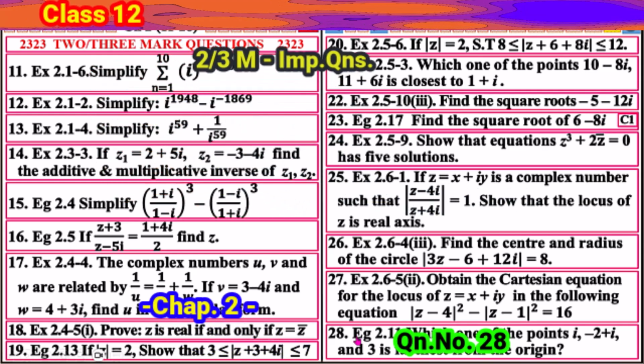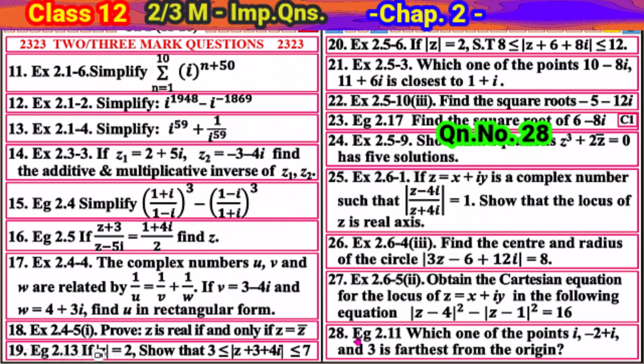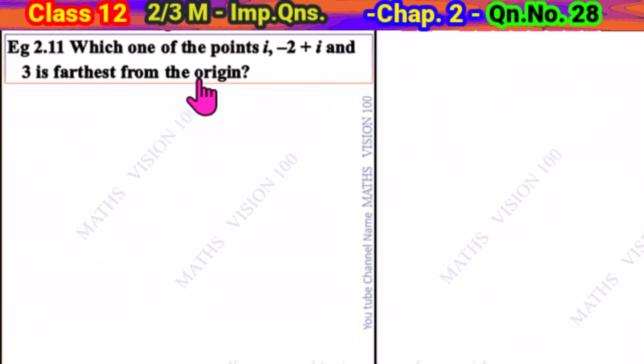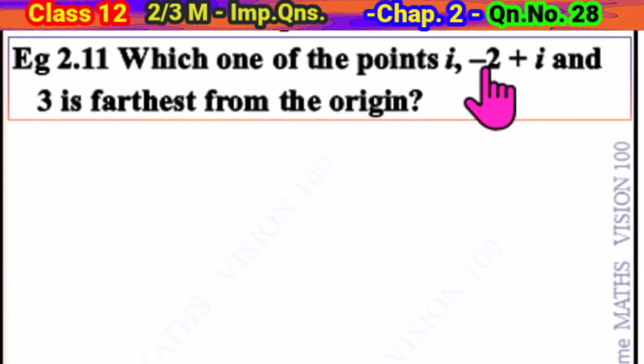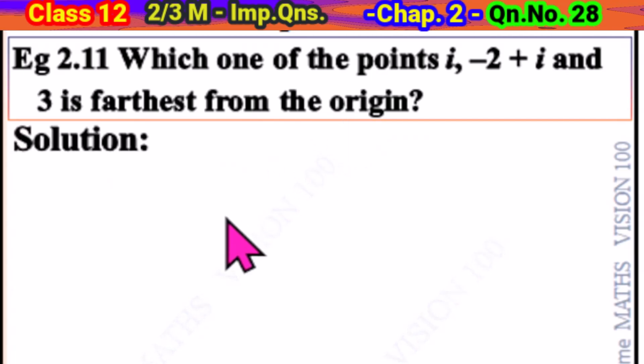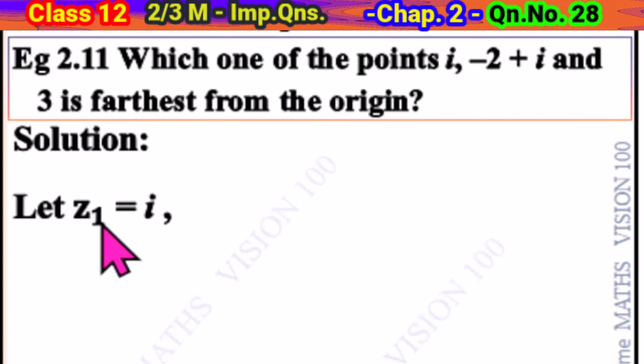Class 12 important questions, chapter 2, question number 28. Which one of the points i, minus 2 plus i and 3 is farthest from the origin? Solution. Let the first complex number z1 be i.